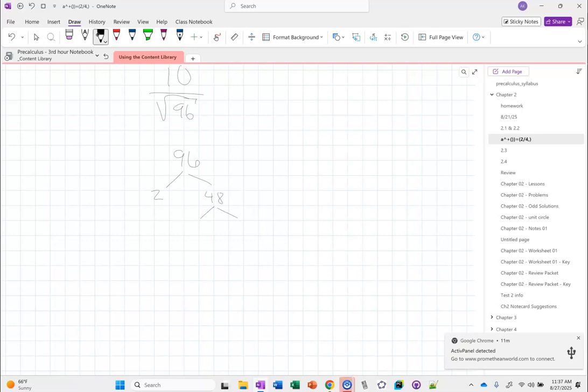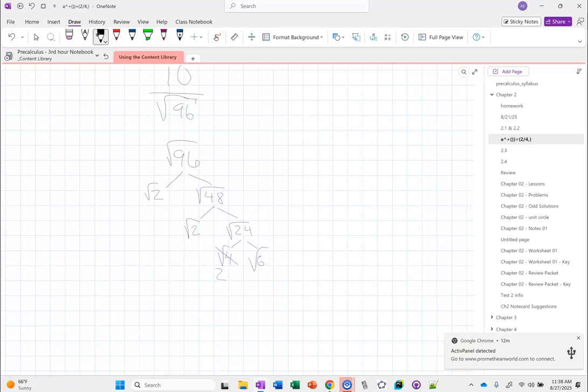48 is 2 and 24. Now here I see a perfect square in 24, right? 24 is what times what, where one of them's a perfect square? 4 and 6. 4 times 6. Now I don't care about the prime factorization on that one. So if it's square root 96, I can do the same thing. I just put square roots on top of everything. Everybody okay?